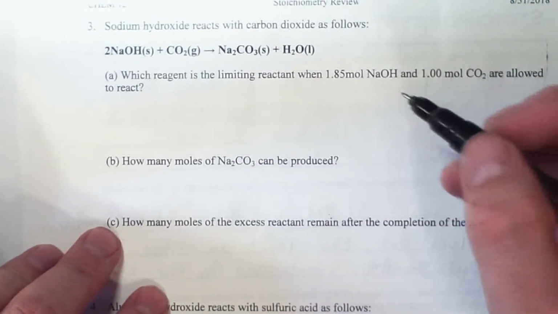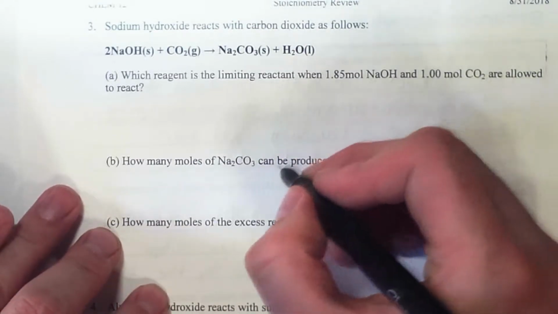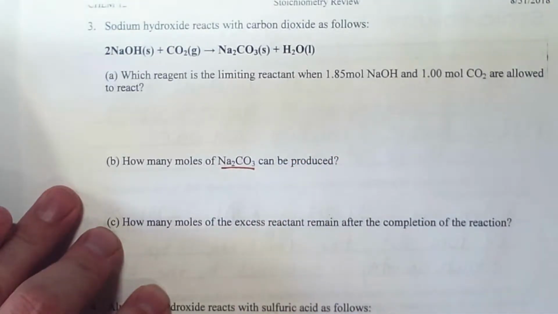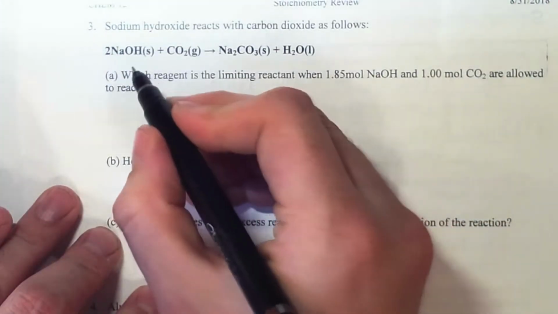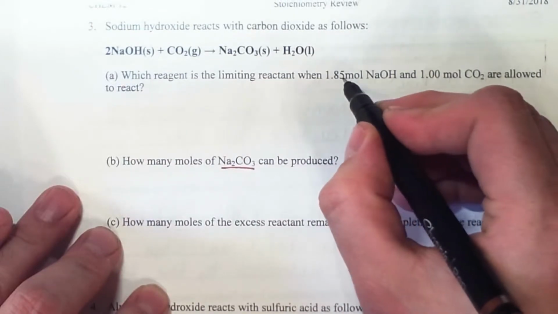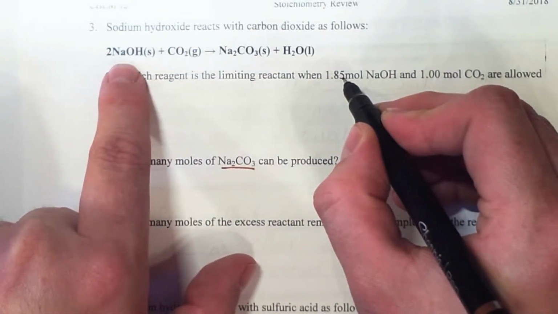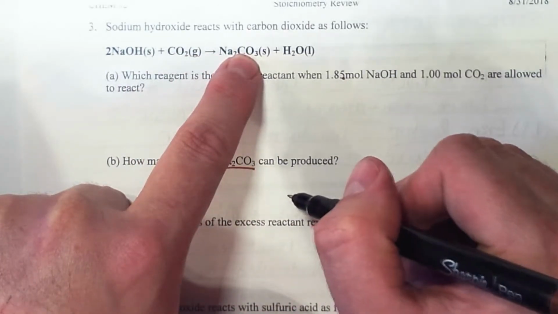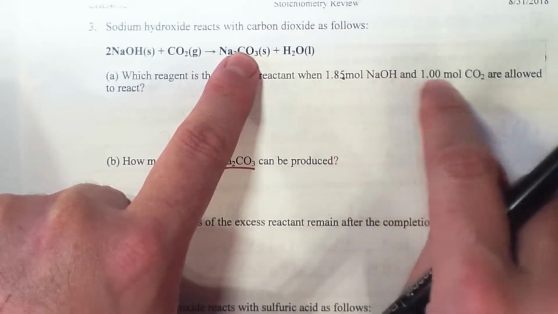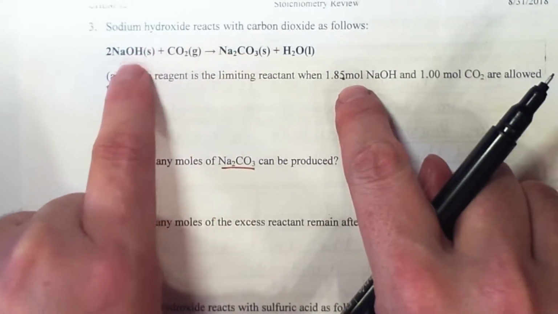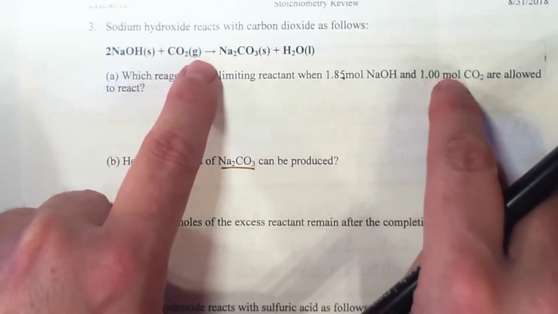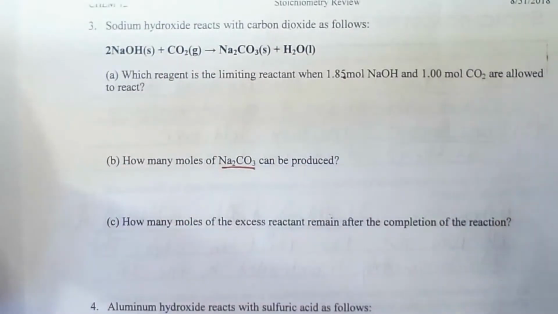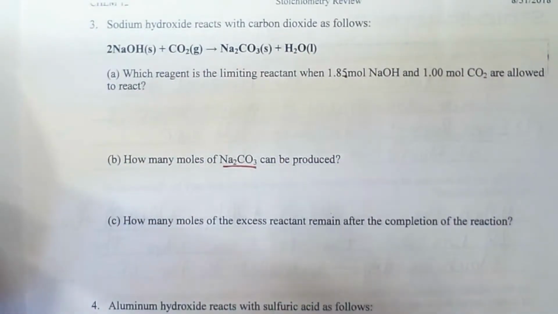So what I do when I'm doing these questions, I usually cheat and look ahead at the next question. And question B wants to know how much sodium carbonate I'm going to make. So what I'm going to do is use these moles, plug them into my balanced chemical equation, and figure out how much sodium carbonate I make. I'm basically going to be answering question B. However, I'm going to do it twice. And whichever starting material, the 1.85 or the 1, gives me the fewest number of moles of sodium carbonate, that will be my limiting reactant. So I'll answer A and B at the same time.